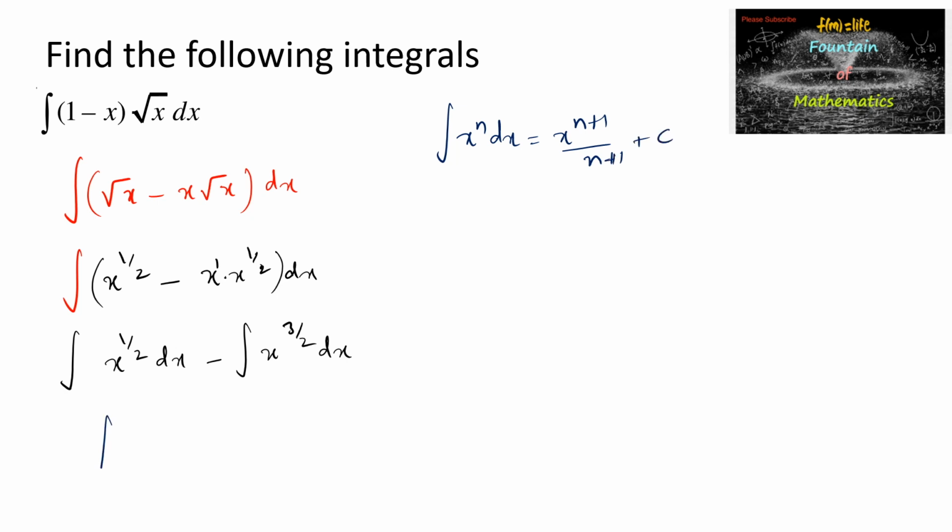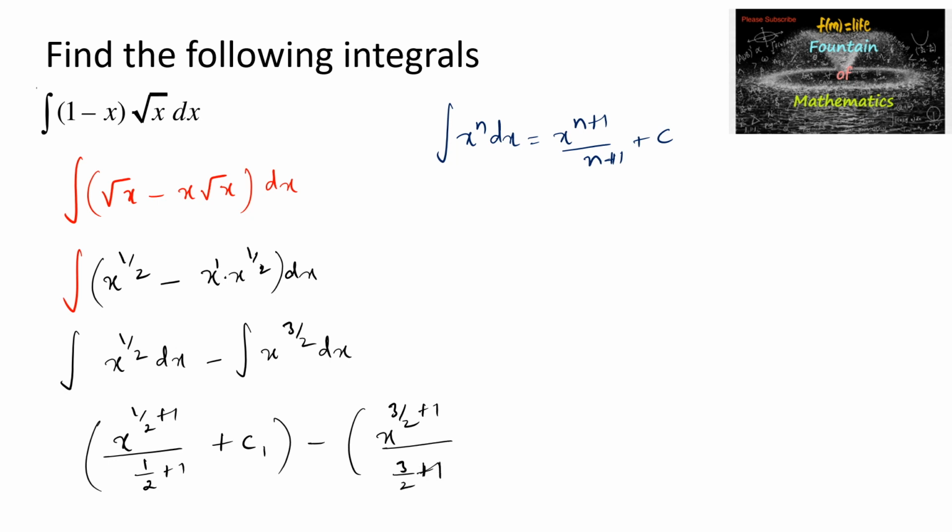So here we can write integral x power 1 by 2 is equal to x to the power of 1 by 2 plus 1 upon 1 by 2 plus 1 plus some constant c1, minus x to the power of 3 by 2 plus 1 upon 3 by 2 plus 1 plus some integral constant c2. So which is equal to x to the power of 1 by 2 plus 1, which is 3 by 2, upon 3 by 2, minus x to the power of 3 by 2 plus 1, which is 5 by 2, divided by 5 by 2, plus c1 minus c2.